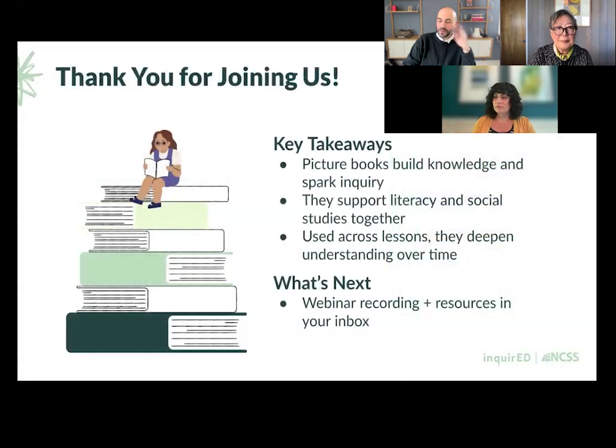So just the key takeaways. I think picture books build knowledge and spark inquiry. They support literacy and social studies together. They're across lessons in this rereading strategy. They really deepen understanding over time, and they allow students to be confident in practicing their writing and their speaking skills.